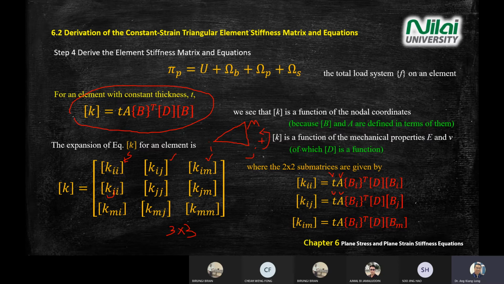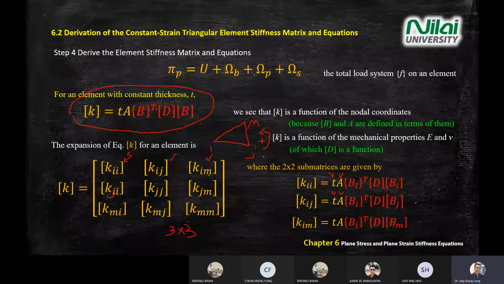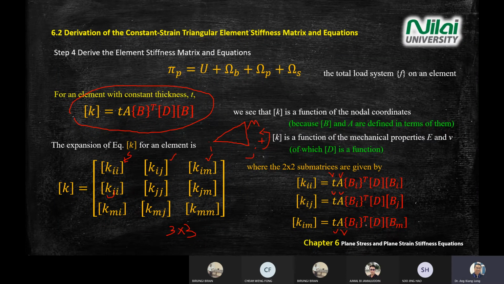So I'm discussing how to calculate KIJ. KIJ gives you thickness times area, BI transpose, D, and BJ. And then the third one, KIM, equals thickness, area, BI transpose, D, and BM. So what are the differences? What is the trick here?